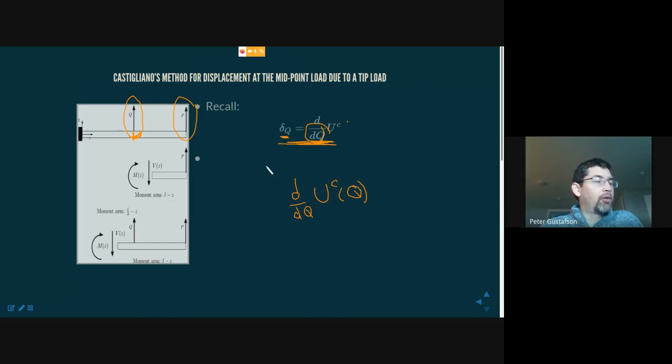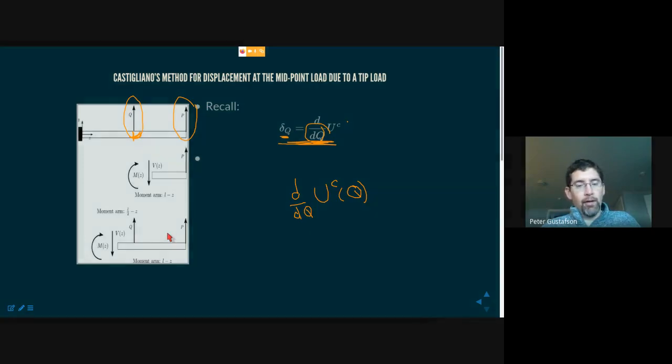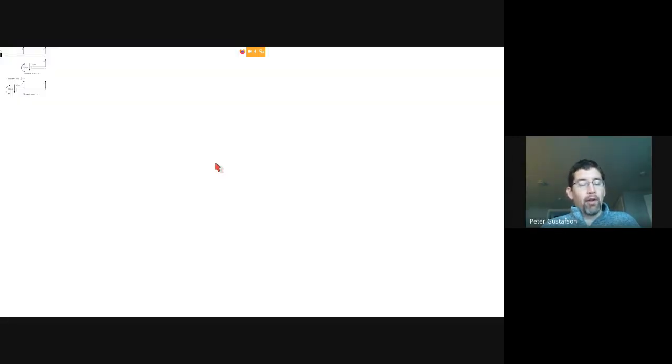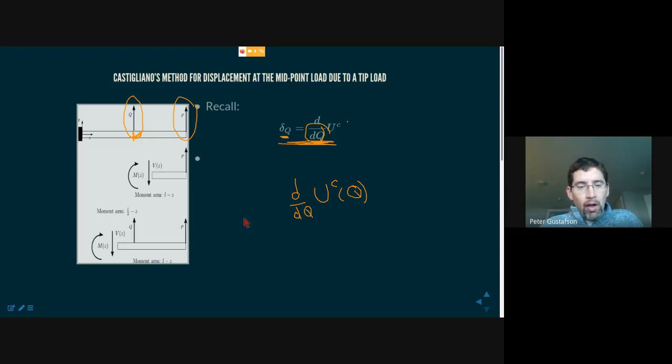Okay, so Nicole asked, can you explain the moment arm from the bottom picture again? So yeah, I can surely do that. Here, we're looking now at this scenario.